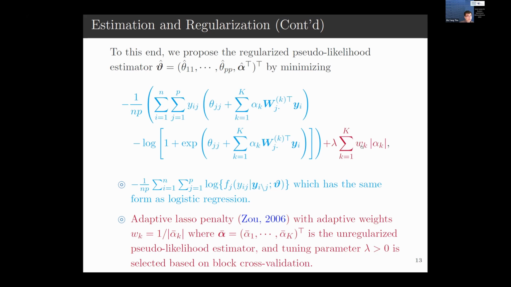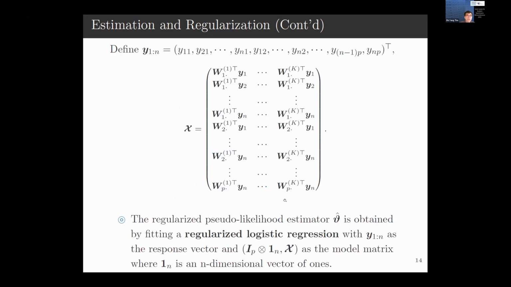For this adaptive lasso penalty, we have these adaptive weights. The w_k weights that we use here are 1 divided by the absolute value of alpha bar_k. Alpha bar here is just the unregularized version of this pseudo likelihood estimator, which can be obtained by setting lambda equal to 0. For lambda, the tuning parameter that needs to be selected, we select it based on block cross validation. I'll talk more about this in the next slide.